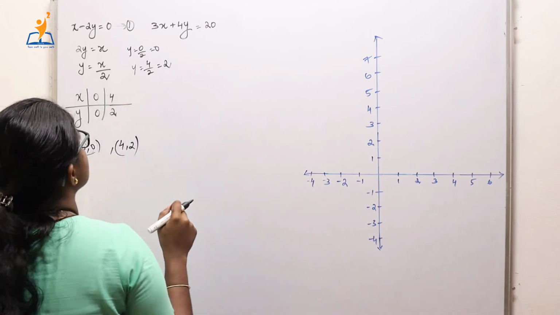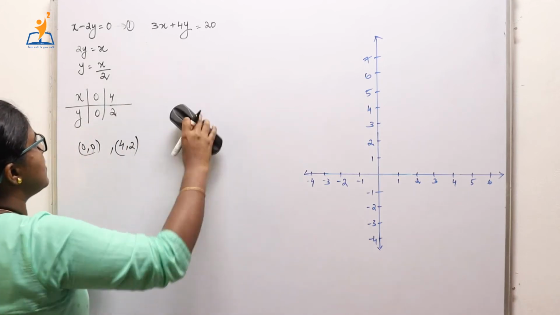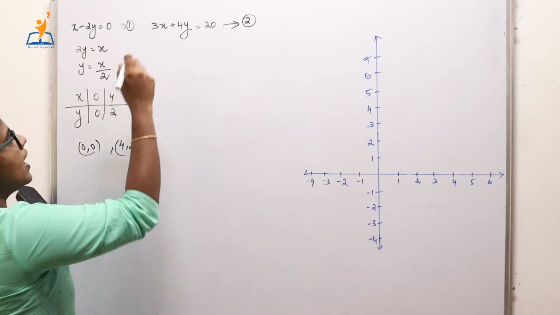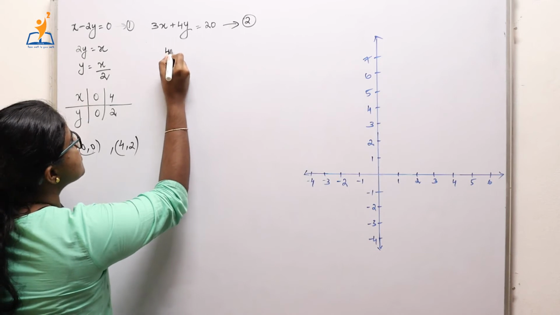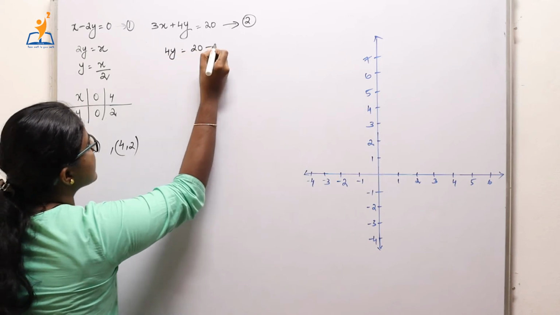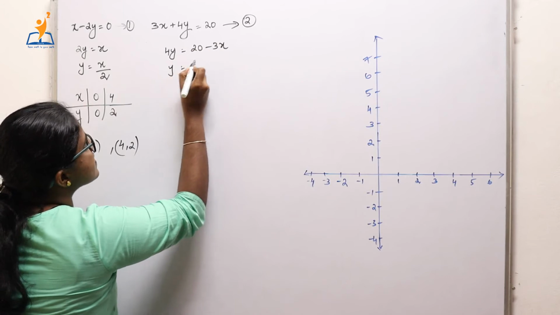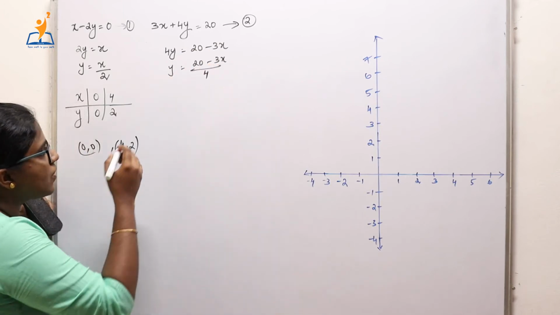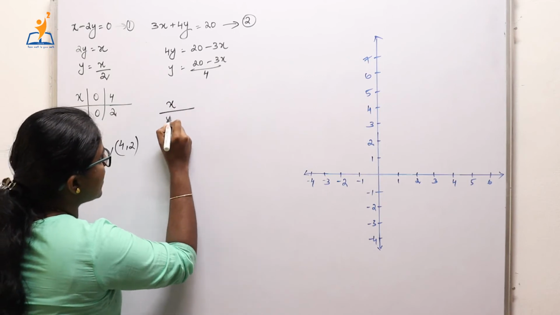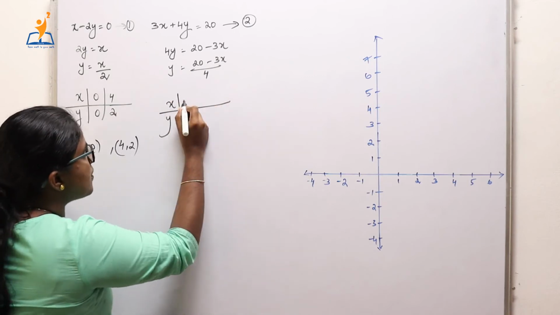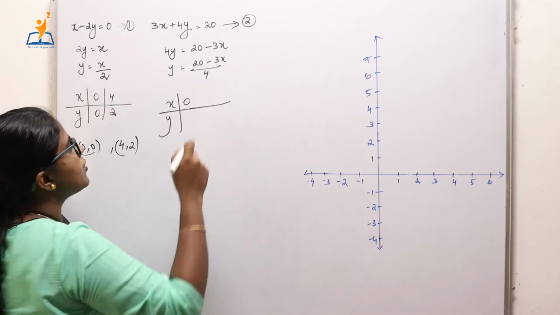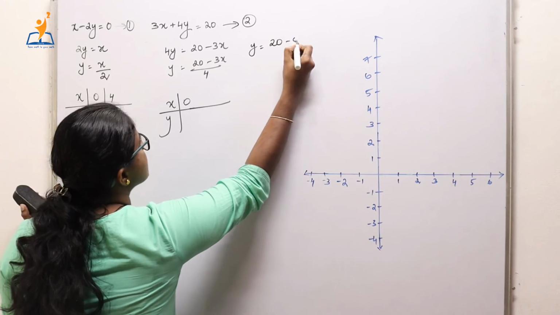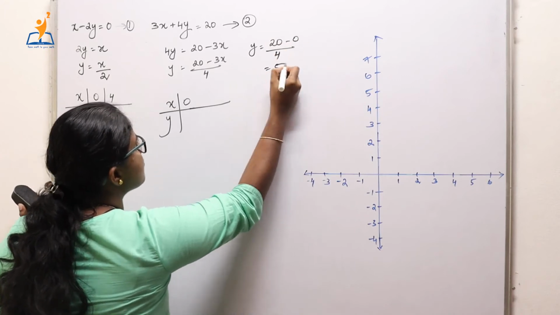Now we will go for equation number 2 and solve it in a similar way. This is equation number 2, and we are going to find y from this, that is 4y is 20 minus 3x, and y is 20 minus 3x divided by 4. Now we will go for the solution table, that is the xy table. Corresponding to the x value 0, we want to find the y value, that is y equals 20 minus 3 into 0, 0 by 4, that is 5.